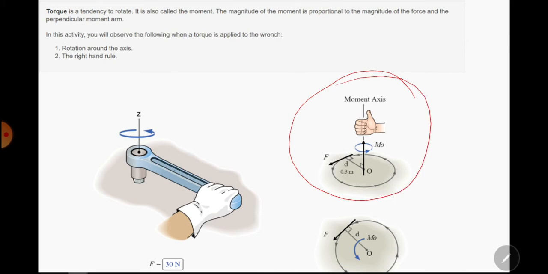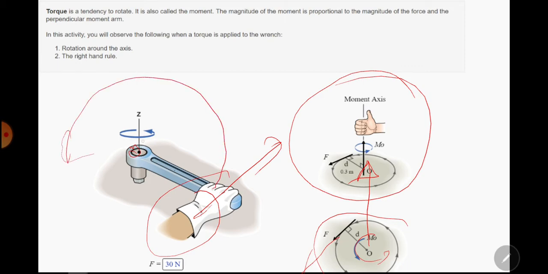Here the right hand rule is again explained. Here force is in this direction. This is the point of rotation. The torque will be in the upward direction. Now here if you can see the spanner, this is the point of action of force, and this is the fulcrum, the point of rotation. So keep the fingers in the direction of rotation. The thumb will give the direction of torque.